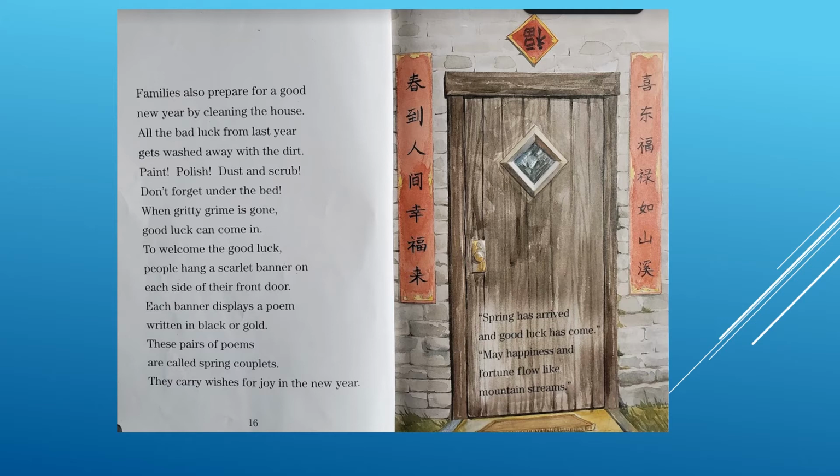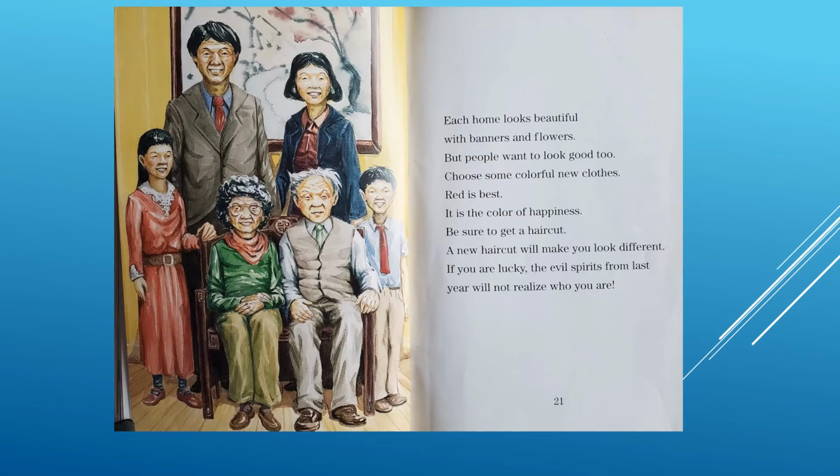These pairs of poems are called spring couplets. They carry wishes for joy in the new year. Spring has arrived and good luck has come. May happiness and fortune flow like mountain streams. Each home looks beautiful with banners and flowers, but people want to look good too.